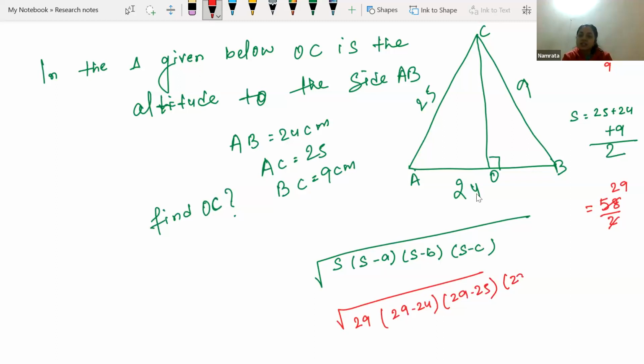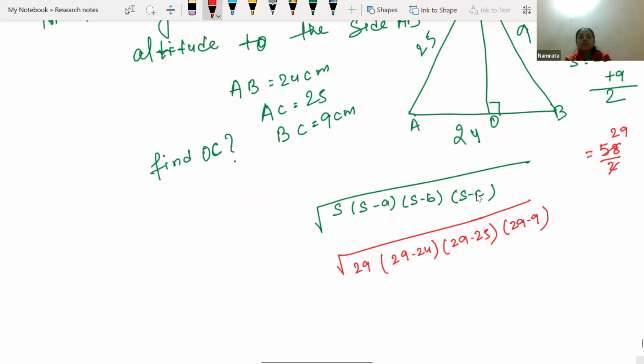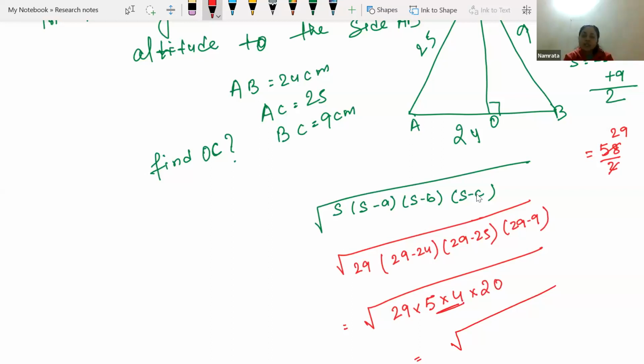Let's calculate the area. Okay, here we'll be having 29. 29 minus 24 will be 5. Here we will be having 4. Here we will be having 20. We need to solve the square root. 4 times 20, here we are having 20, so 20 will come out. And root 29 will still be there.